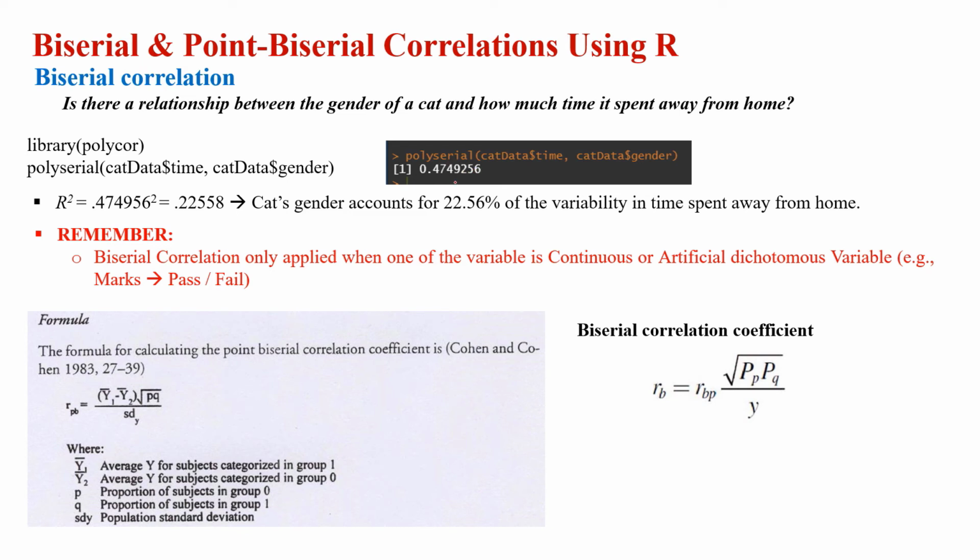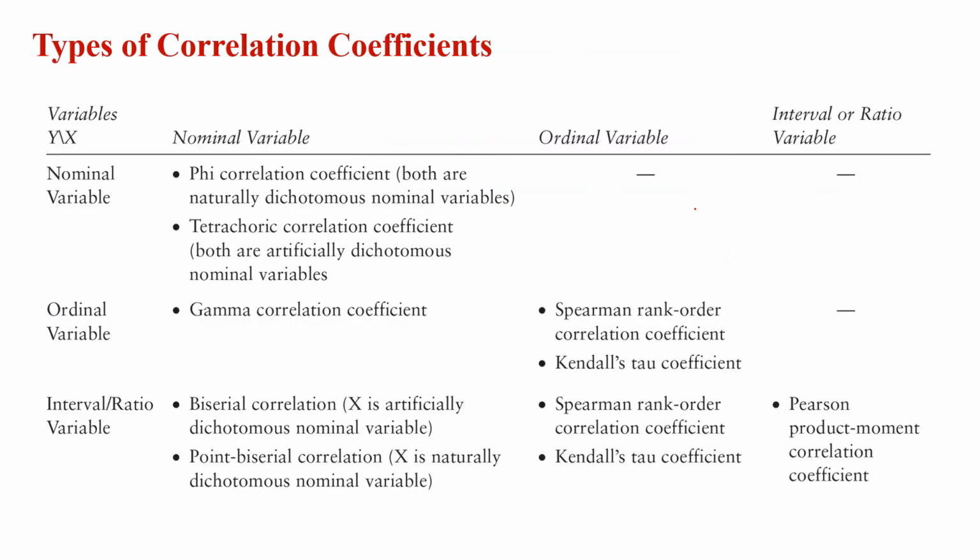Now the interpretation will remain the same as we have interpreted the point biserial. So let me calculate the r square. What is the r square? That would be 0.2255. So again the interpretation remains the same as we have discussed in the point biserial, that is, cat gender accounts for 22.56% of the variability in the time spent away from the home. That is the variability that the cat gender can explain in the time spent away from the home.